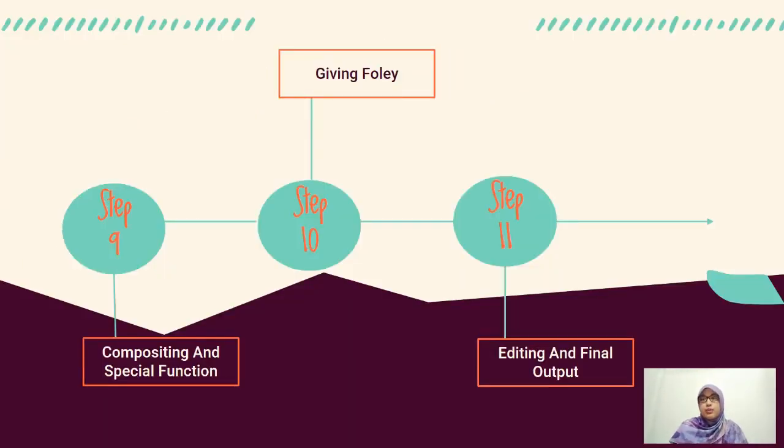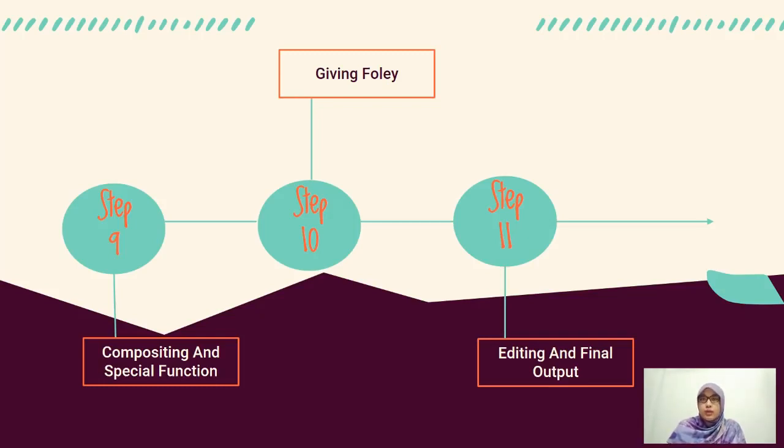So here we come to the last 3 steps of the animation production. Step 9 is compositing and special effects. So what does it mean? In simpler words, it is a process where the renders are made available to edit and touch up.